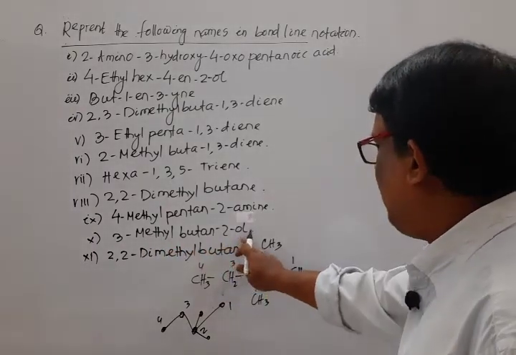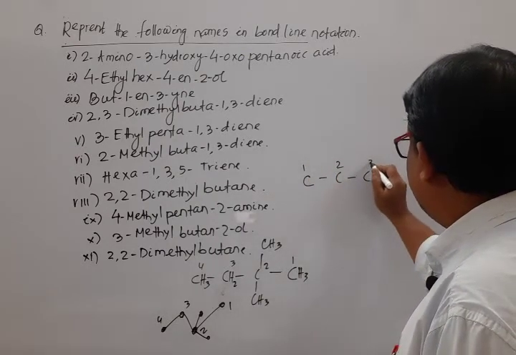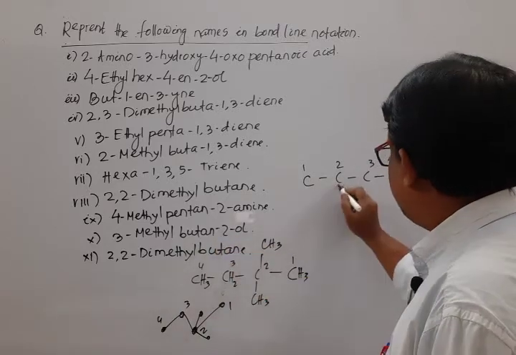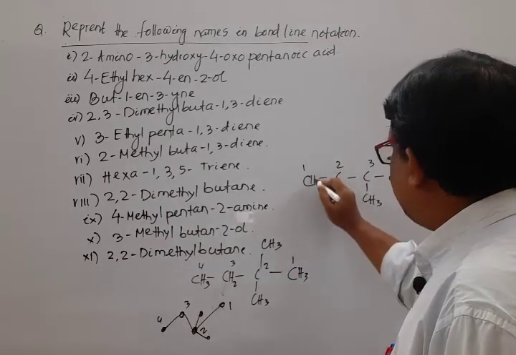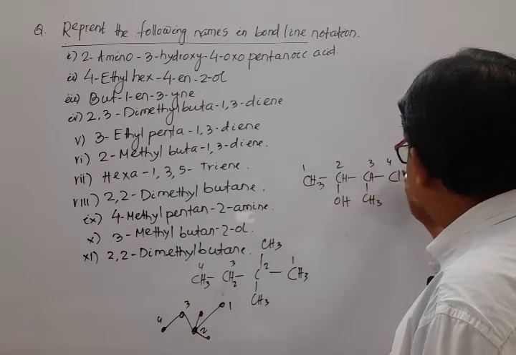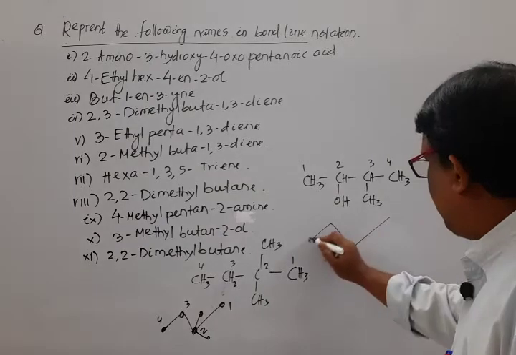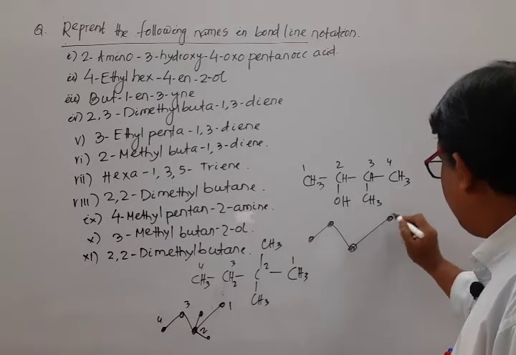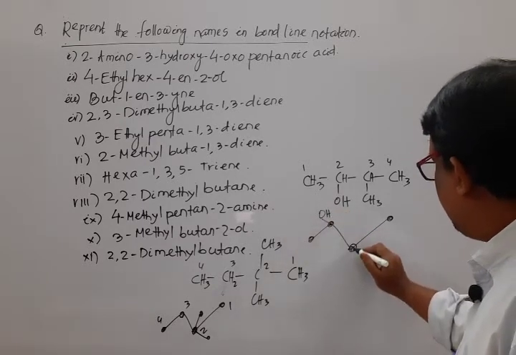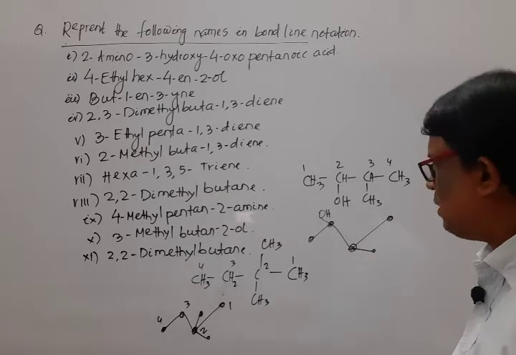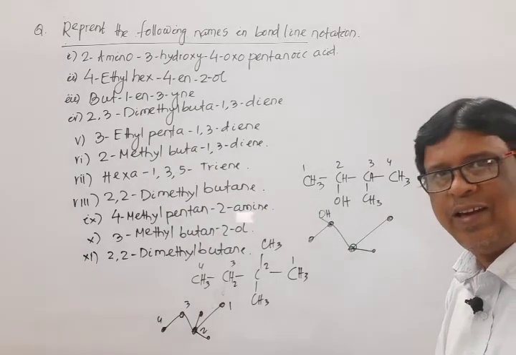3-methyl butan-2-ol. Butan means 1, 2, 3, 4. Next, 2 position -ol, 3 position methyl. Now satisfy tetra covalency. It is the structure. Then we represent in bond line 1, 2, 3, 4. So 2 position 1 OH, we may represent it as OH. 3 position 1 branching. So it is known as 3-methyl butan-2-ol. Okay, move to the next one.